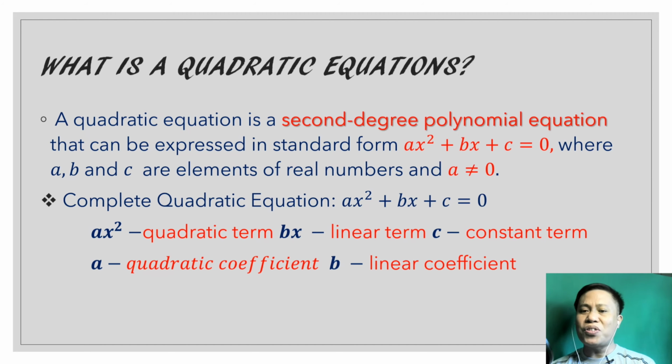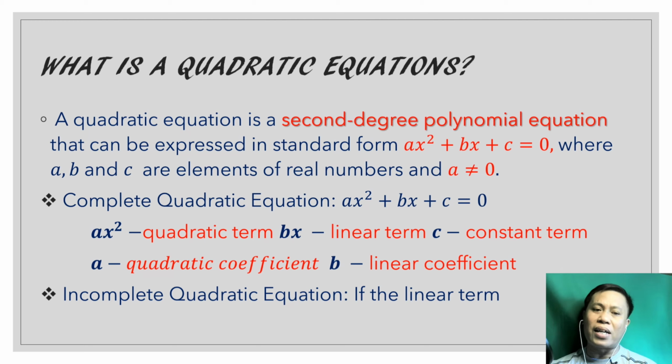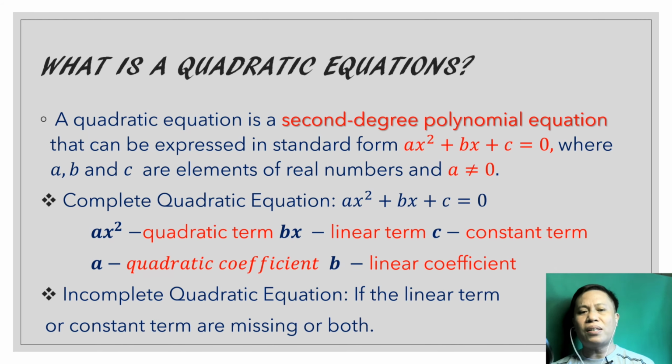Again, to be considered a complete quadratic equation, the quadratic term, the linear term, and the constant term must be present. Otherwise, we call that an incomplete quadratic equation. When we say incomplete quadratic equation, the linear term or constant term is missing, or both the linear and constant terms are missing.